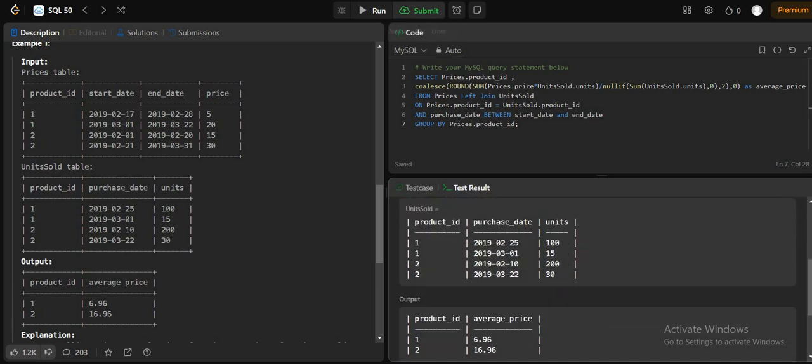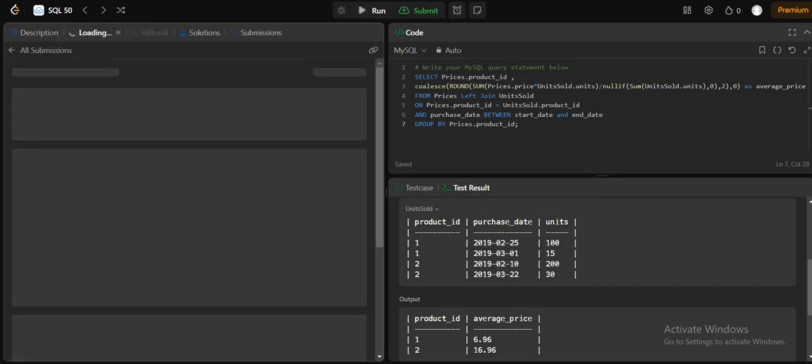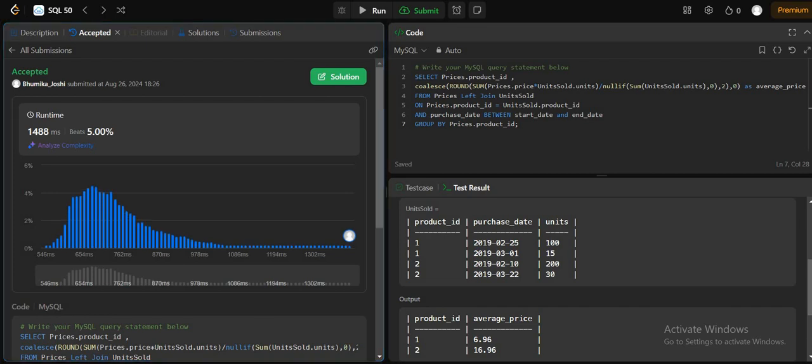Let's submit it. So if this query helps you, solve this on your Leetcode and let me know in the comment section if it is helping you. And we got all our test cases passed.